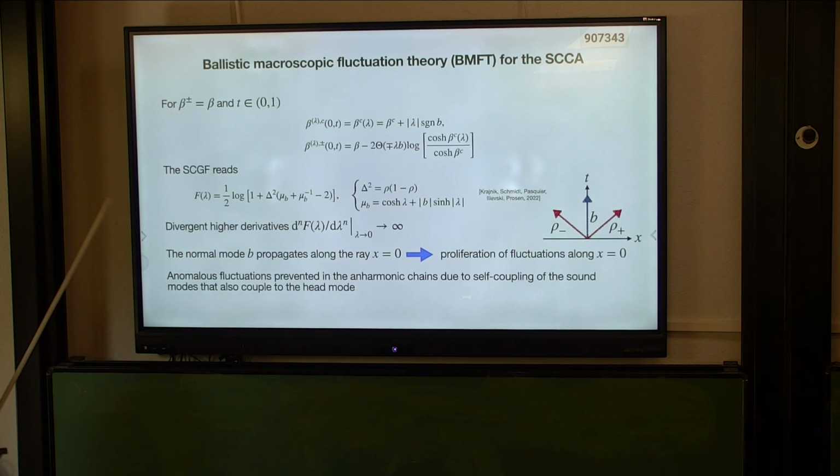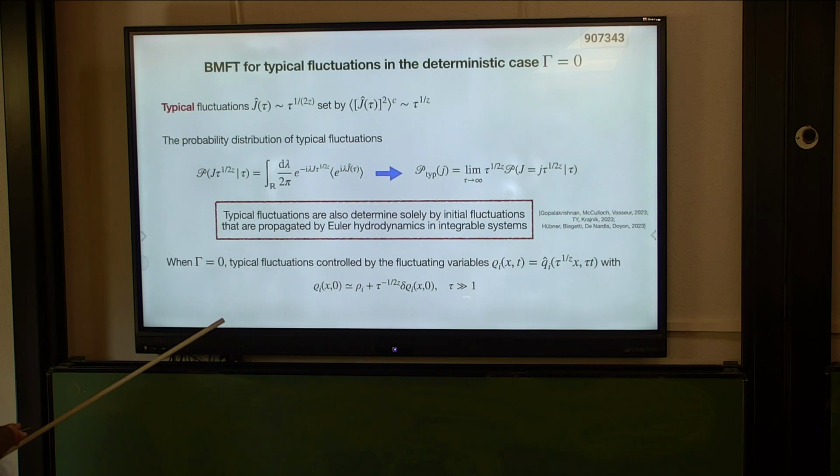Right, so that's the situation for the large deviation, and now let's come to the typical fluctuations. How much time do I have? 15 minutes. 15 minutes. That'll be enough.